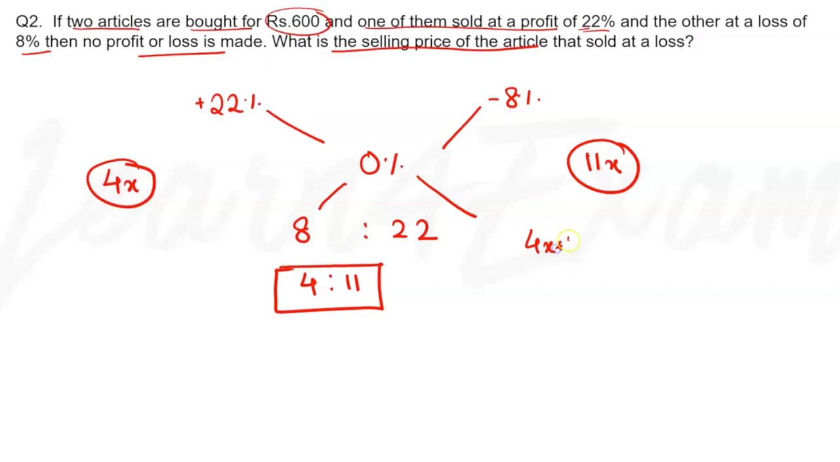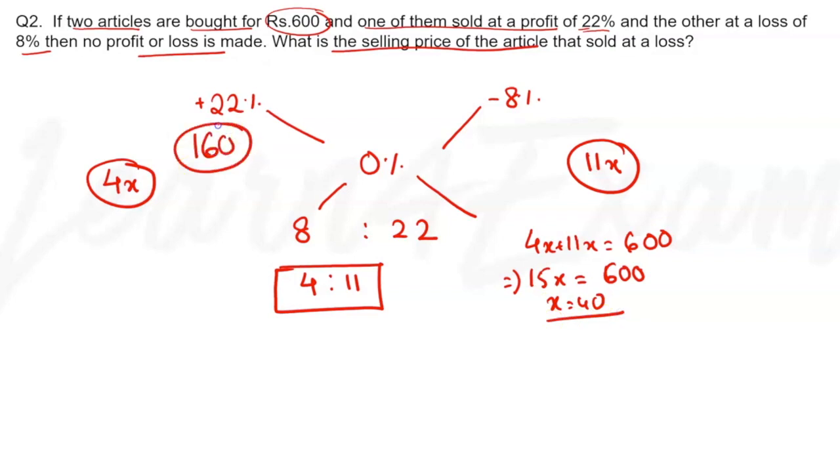Now 4x plus 11x would be equal to 600, because that is the total cost price of both the articles. So 15x is equal to 600, or the value of these two articles, from here x is equal to 40, right? So this is available at 160 rupees, this is available at 440 rupees.